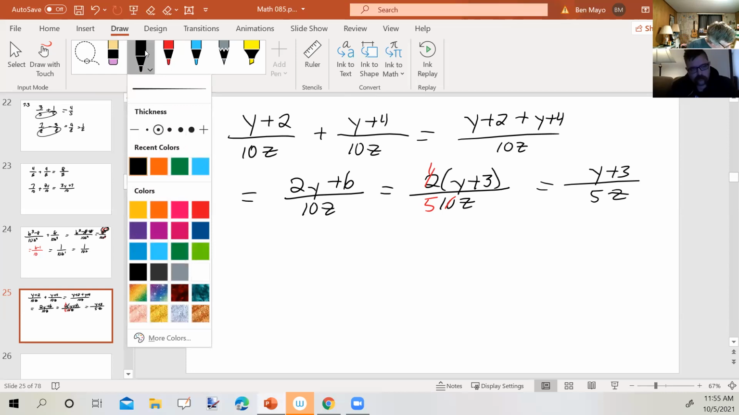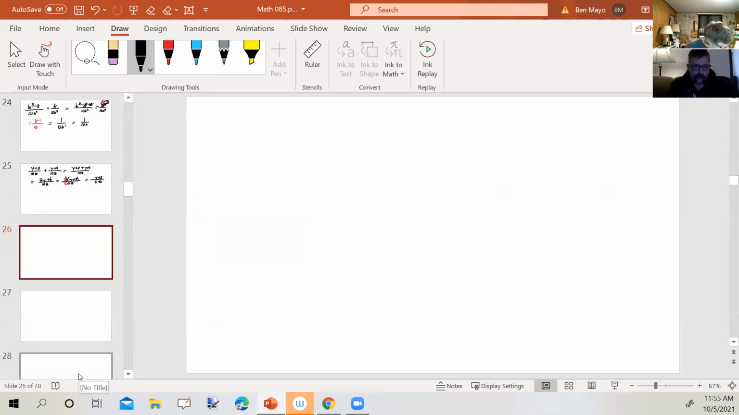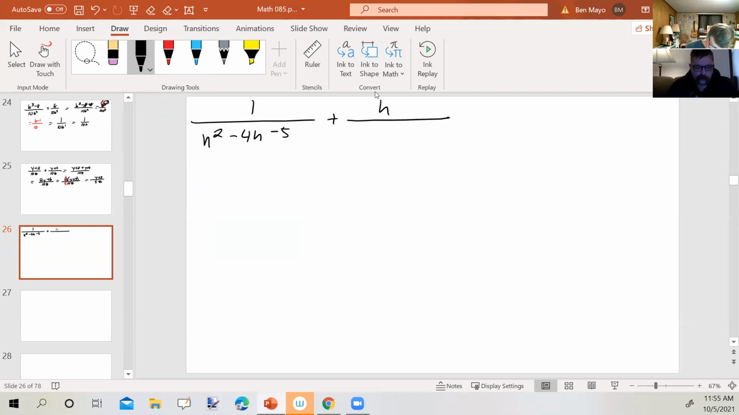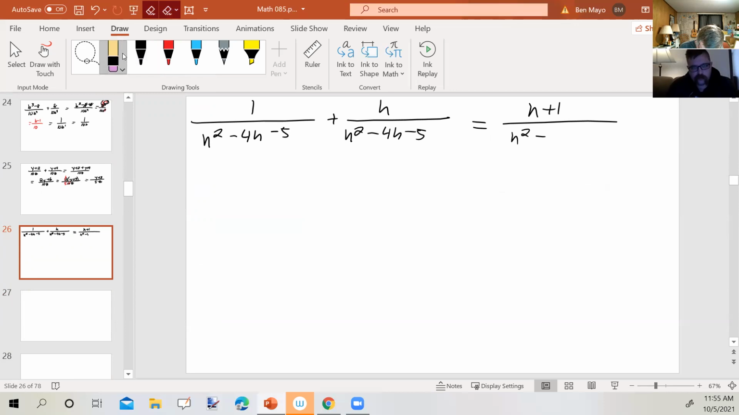Okay, let's see here. How about this one? 1 over h squared minus 4h minus 5 plus h over h squared minus 4h minus 5. So this would be h plus 1 over h squared minus 4h minus 5.